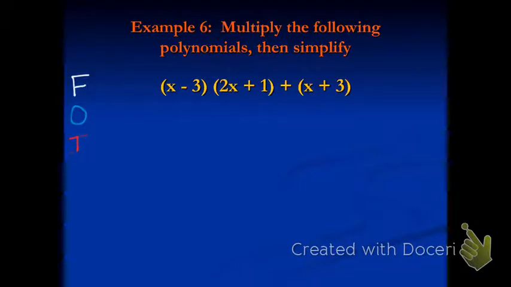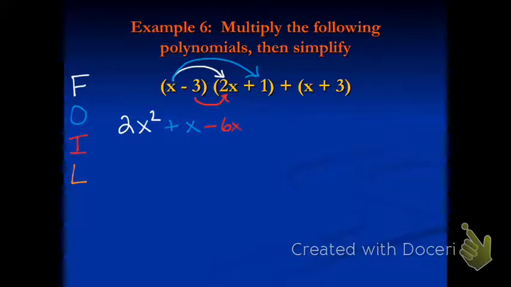So we're going to use the FOIL method, and we are going to multiply the first terms, so x times 2x, which would give us 2x squared. Then we're going to multiply the outer terms, which is x times a positive 1, which will be plus x. Then we're going to multiply the inner terms, which would be a negative 3 and a positive 2x, which would be minus 6x. Then we're going to multiply the last terms, a negative 3 and a positive 1, which would be minus 3. So we have FOILed the first two binomials.